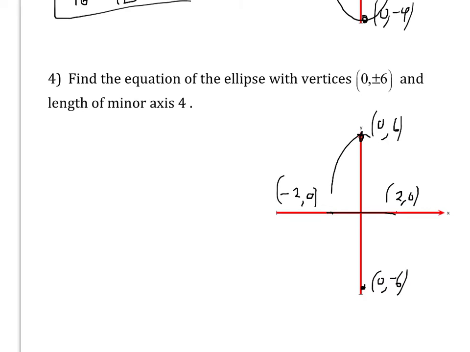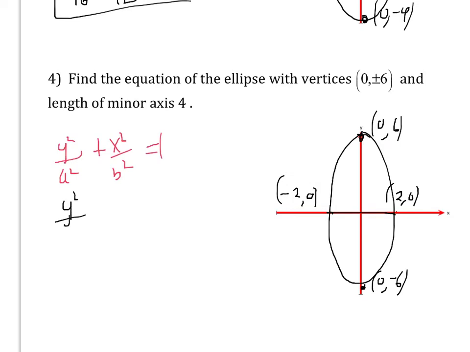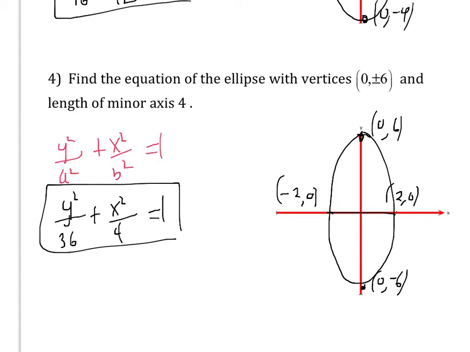Isn't that true if you know a and b? As long as the center is at the origin, you can actually write this. It's going to be y squared over a squared plus x squared over b squared equals 1 again. So you get y squared over 36 plus x squared over 4 equals 1. That's all you have to do. You don't really have to find the foci, do you?